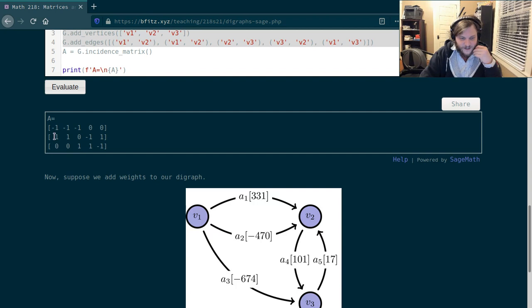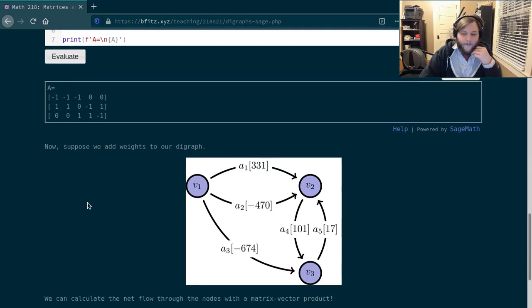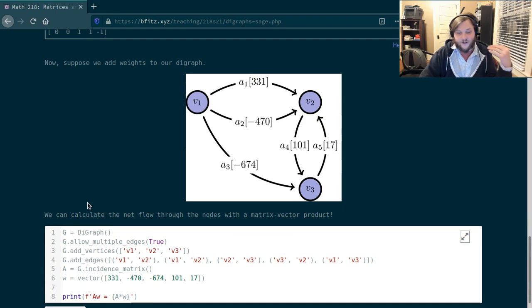So the first and second arrow point from v1 to v2. The third arrow points from v1 to v3. The fourth points from v2 to v3, and the fifth points from v3 to v2. Great. Now, remember, another part of the lecture was about weighted digraphs.